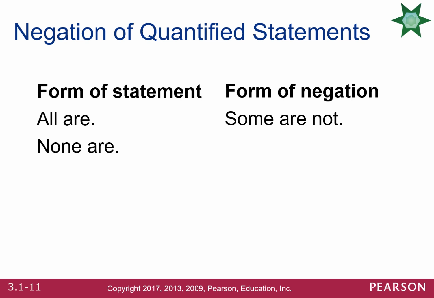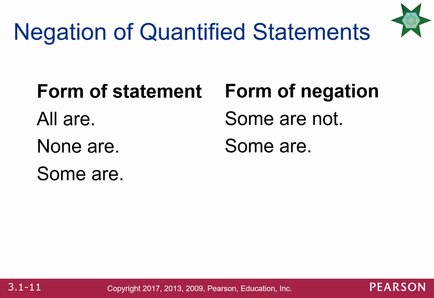So if the form of the statement is "none are," then its negation would be "some are." If we say none of the people did this, the negation of that means not none of the people did this. So that would imply some did that. So "some are" would be the correct form of negating "none are" instead of "all are."